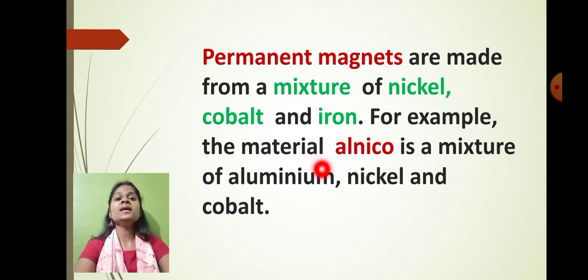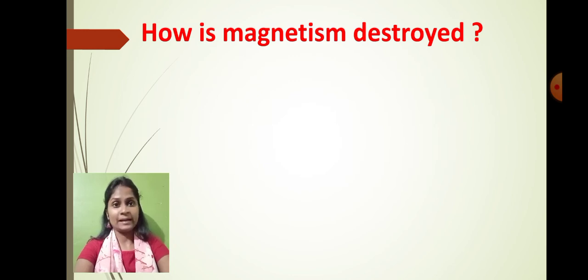For example, the material alnico. The material alnico is a mixture of aluminium, nickel and cobalt. Al is taken from aluminium, Ni is taken from nickel and Co is taken from cobalt. Right? So this is the permanent magnet.